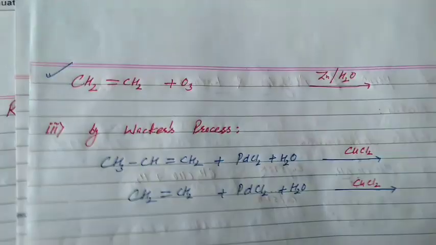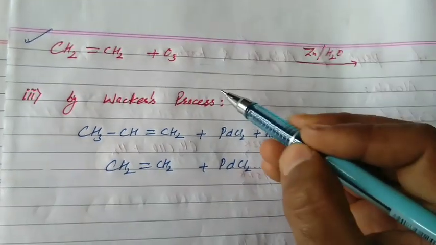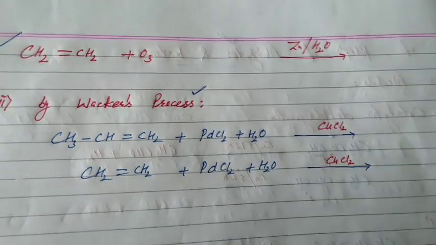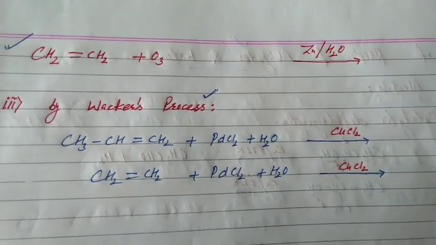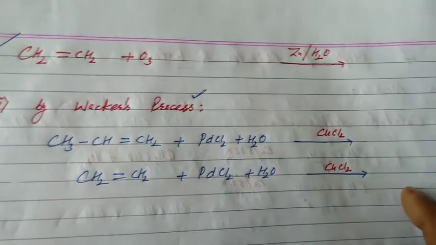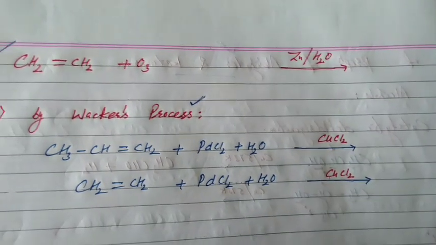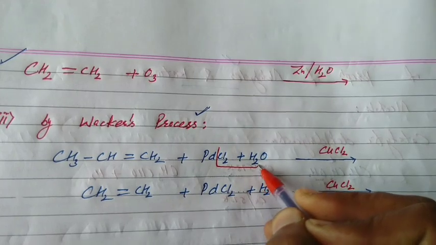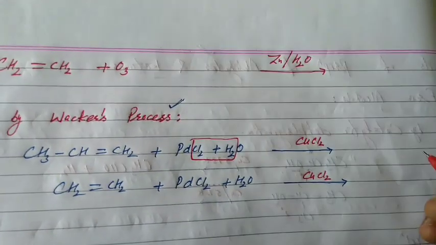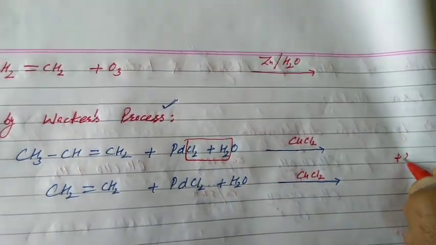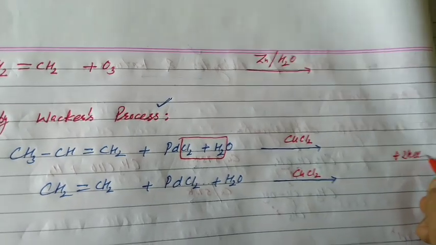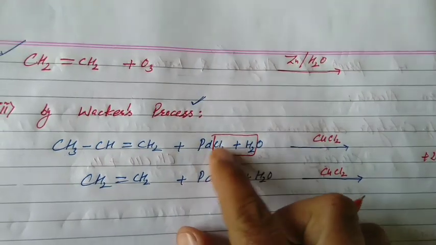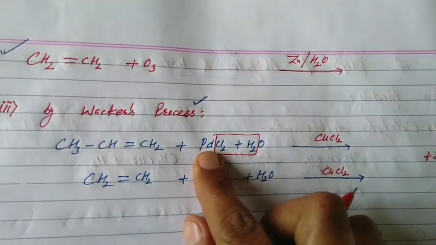Last, students, is Baeyer's process. It is again a named reaction. Carbonyl compounds are prepared by treating an alkene with an acidified aqueous solution of palladium dichloride in the presence of cupric chloride as catalyst. Students, what will happen in this reaction? Byproducts are eliminated: 2HCl and palladium are eliminated as byproducts.